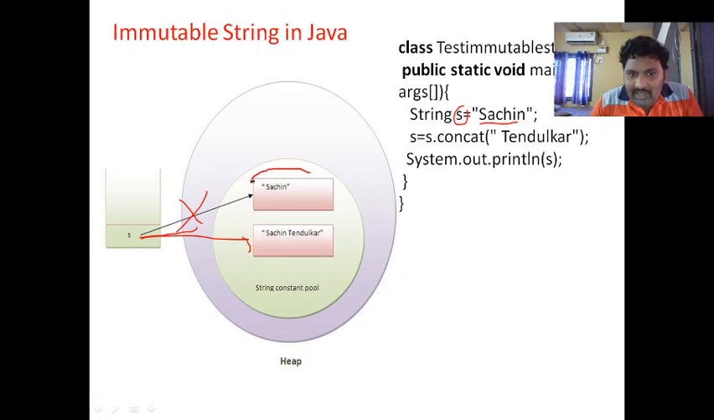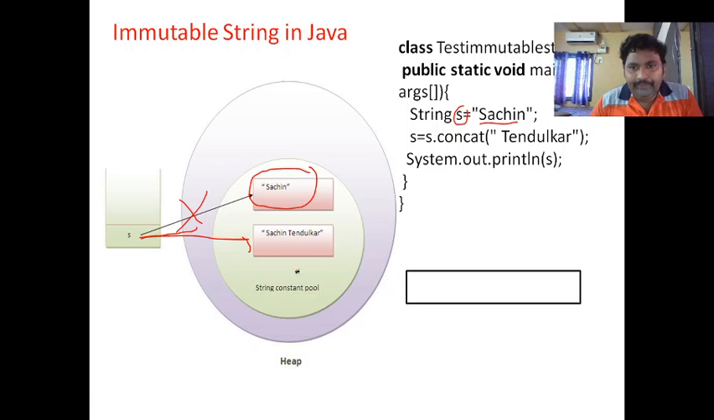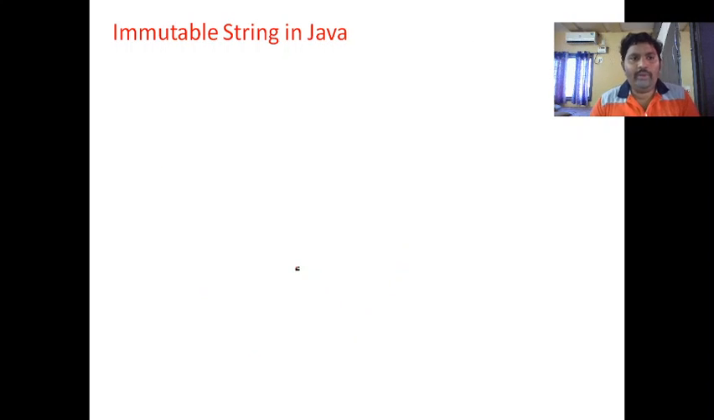So whatever Sachin is created is made immutable. We cannot change it. That is what is meant by immutable. I think everyone understands what immutable means: whenever it is not possible to change, it is called immutable.